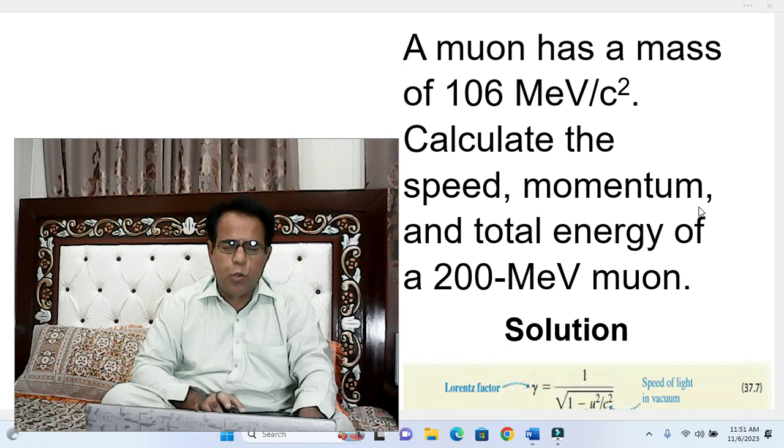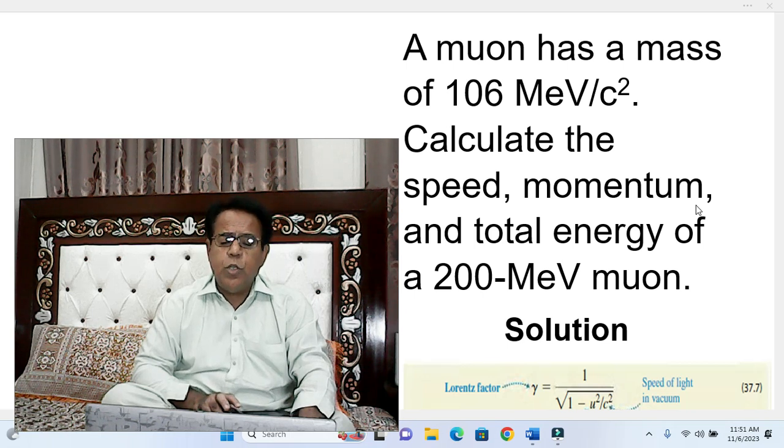Same book, Modern Physics by Stephen T. Thornton and Andrew Rex. As usual, we first come to its statement. A muon has a mass of 106 million electron volt over c square, where c is the speed of light, 3 into 10 raised to the power 8 meter per second. Calculate the speed, momentum and total energy of a 200 million electron volt muon.